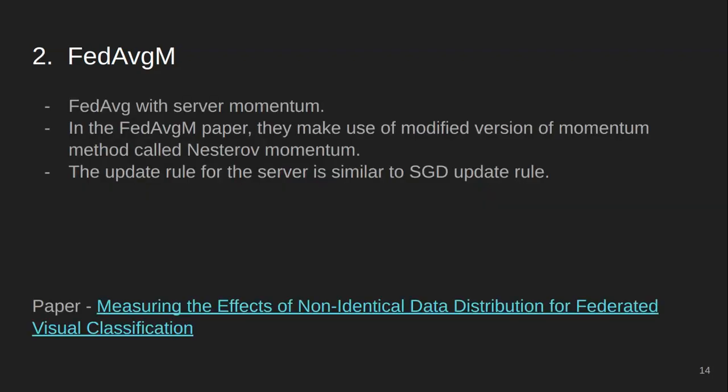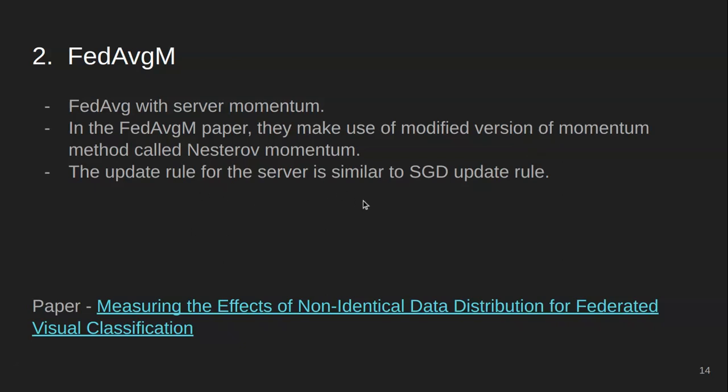Let's now talk about FedAvgM. FedAvgM is nothing but Fed average with server momentum. You might have come across adaptive optimizers like momentum, Adagrad, Adam, RMSprop. These are algorithms which adapt their learning rate based on the optimizer state. In the case of FedAvgM, they make use of a modified version of the momentum method called Nesterov momentum, and I have implemented this one.